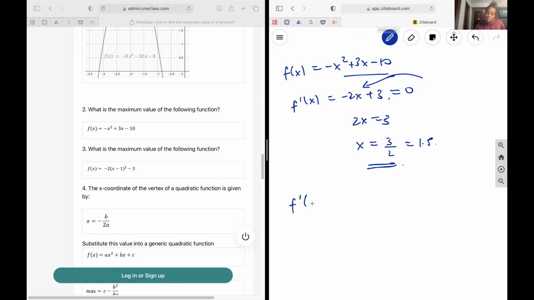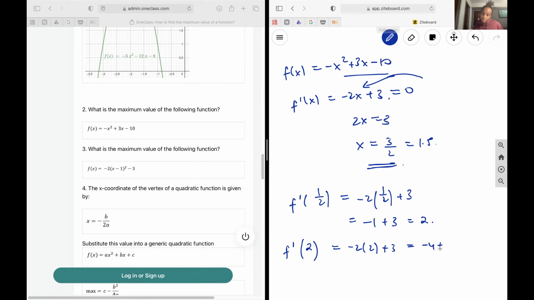So let's try the point 1 over 2. I'll get negative 2 by 1 over 2 plus 3, and this will give me negative 1 plus 3, and that will give me 2. Now let's examine points after it, such as 2. This is going to give me negative 2 by 2 plus 3, which is negative 4 plus 3, which is negative 1.